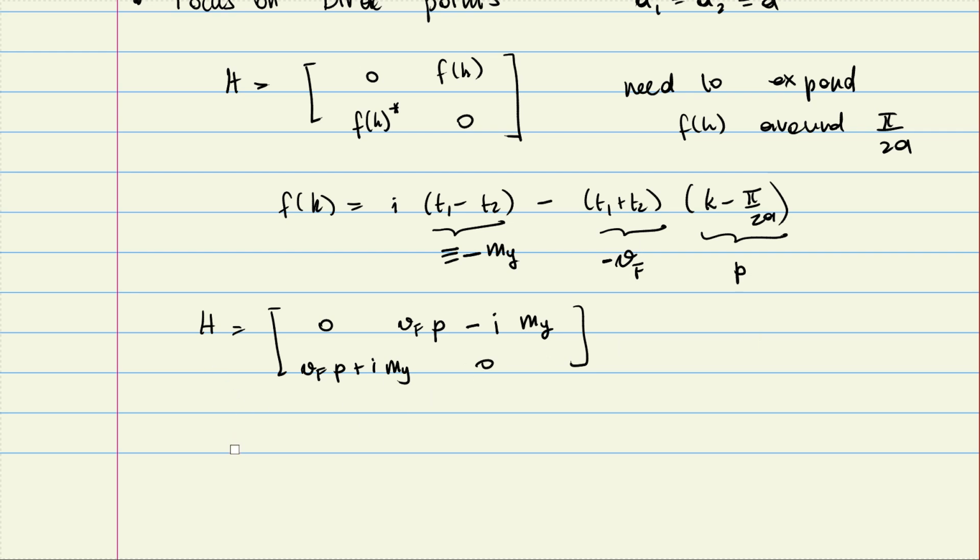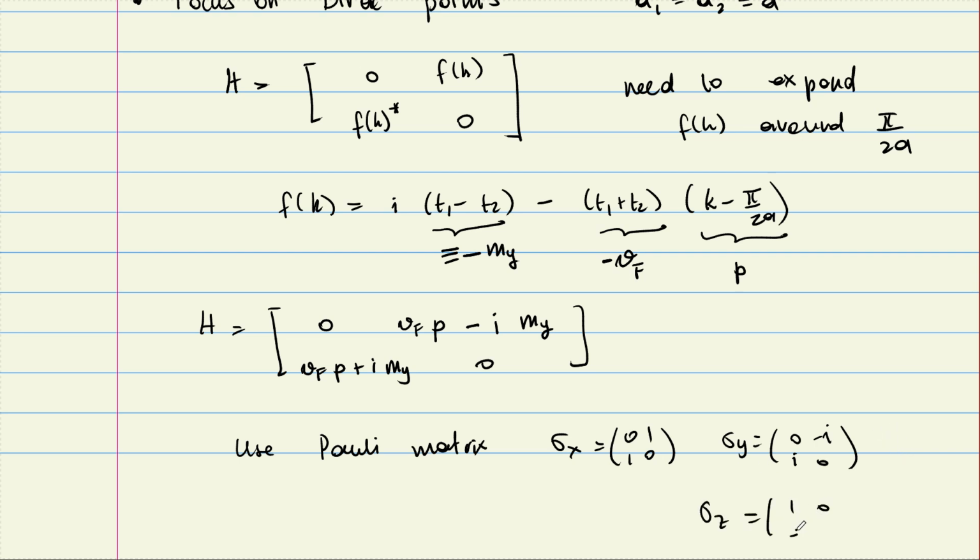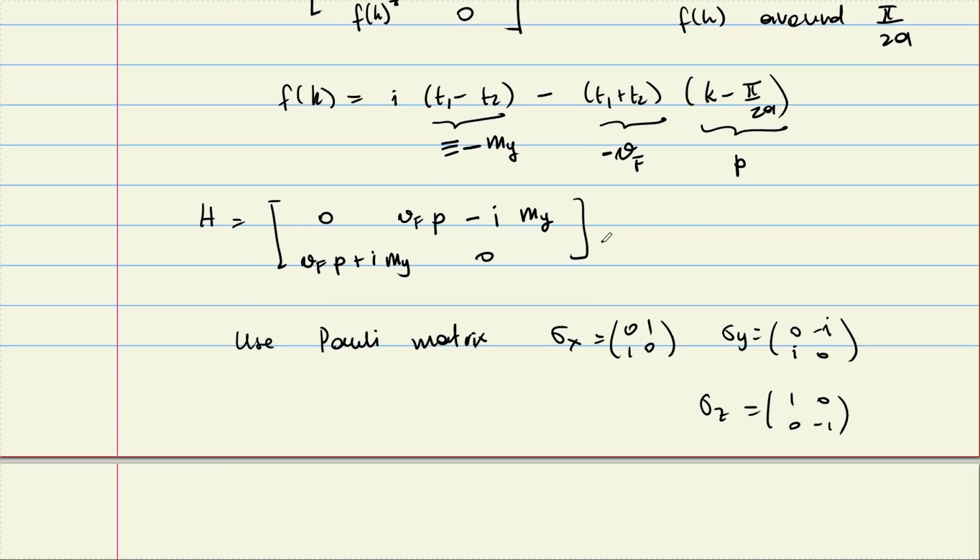And here I want to use Pauli matrices, because whenever you work with 2 by 2 matrices, Pauli matrices are a good basis. Sigma x is 0, 1, 1, 0, sigma y is 0, minus i, i, 0, and sigma z is equal to 1, 0, 0, minus 1. And by using this, we see that this is going to be V Fermi P sigma x plus m y sigma y.